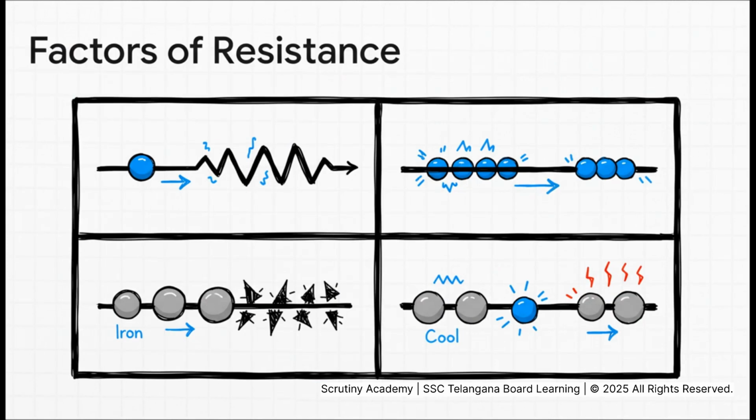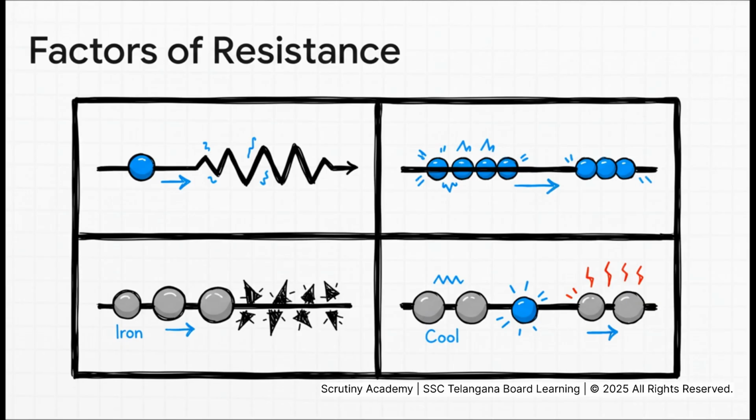So what actually determines how much resistance something has? Well, it boils down to 4 main things. First, length. The longer a wire is, the more stuff the electrons have to navigate through, so more resistance. Second is the thickness, or cross-sectional area. A thicker wire is like a wider highway. It gives the electrons more lanes to travel in, so there's less resistance.